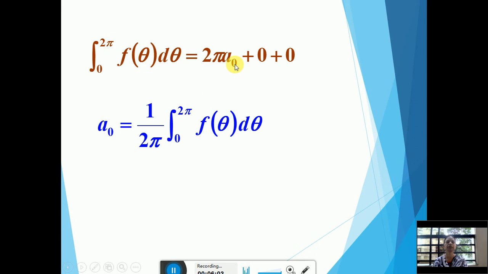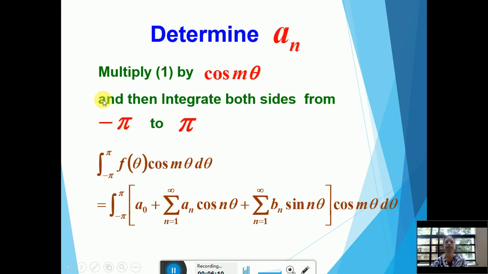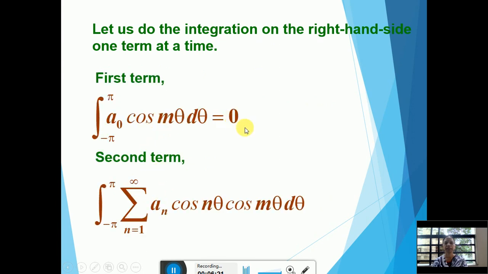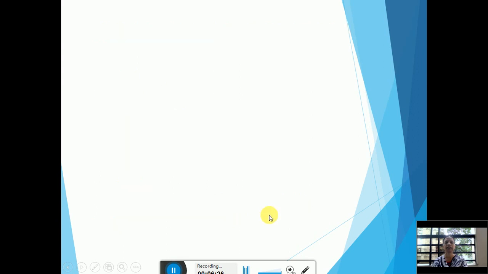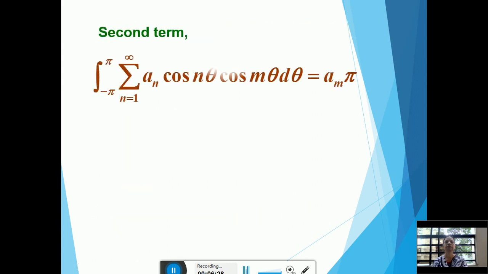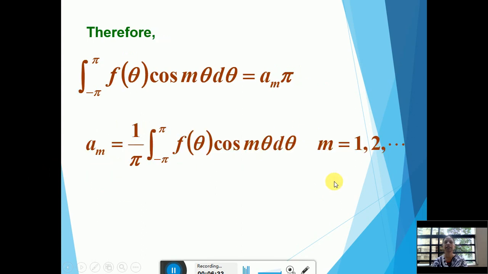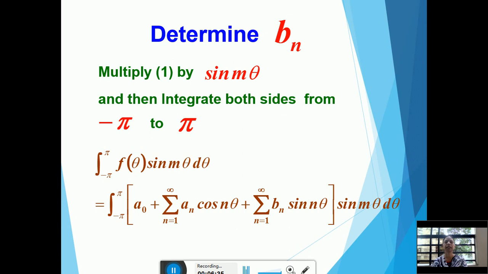Once again you are left only with this function, and a0 is equal to 1 by 2 pi times the integral from 0 to 2 pi of f theta d theta. To determine an, the equation we are considering is multiplied with cos n theta, and limits are minus pi to plus pi. This term is cos n theta term is 0. Then you have cos n theta term, which is equal to an pi. And the third term is 0. This is what you are getting.